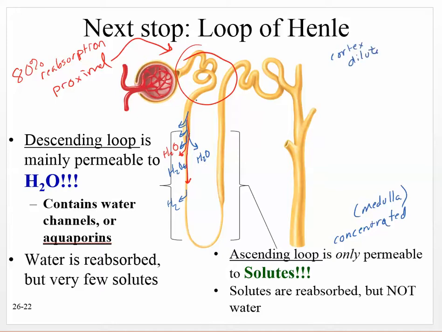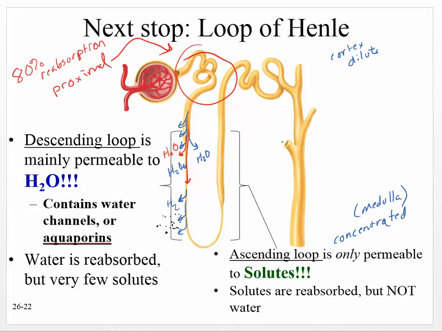So that means as the fluid is moving down, we have these little pores that let water move through, and the water says, wow, look how concentrated it is out here. Look at all these particles, all these solutes out here. And so, of course, that water is just going to keep moving out. It almost squeezes the water out like squeezing a rag or something. So the water moves out, and now we've gotten rid of even more water. So that's what happens in the descending loop.